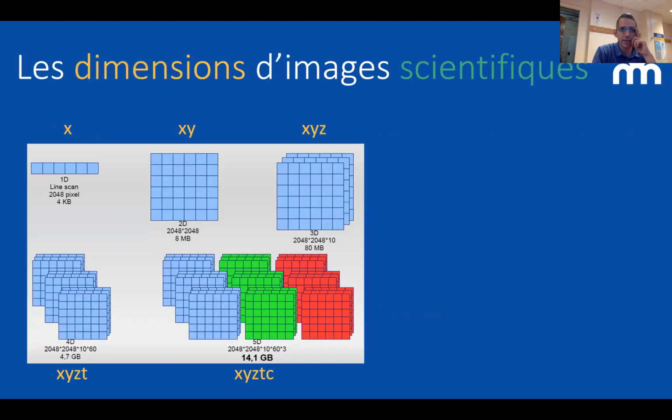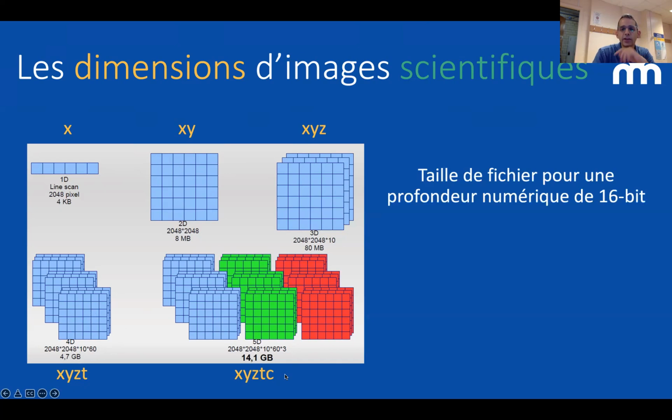To come back to scientific images, there are many dimensions. The first one is X. This is what we call a line scan. You can have X and Y, which is a typical image; X, Y, Z, which is a stack; X, Y, Z, and T, which is a time-lapse stack. And you can add colors on top of that, and this is a channel.